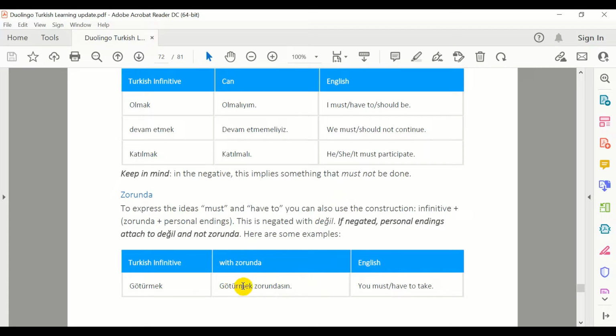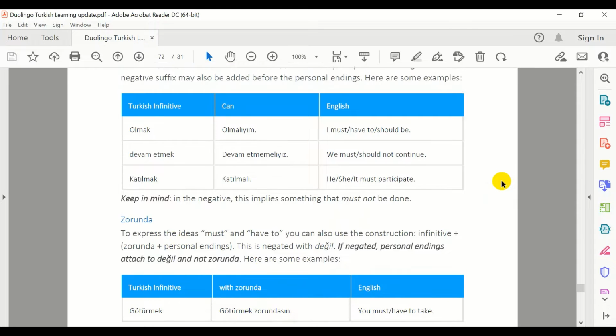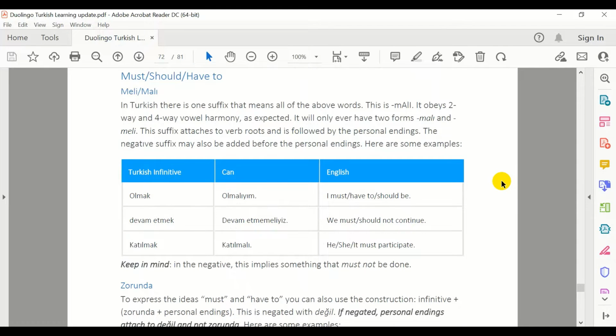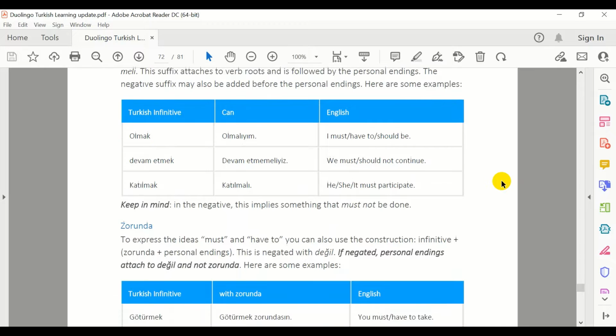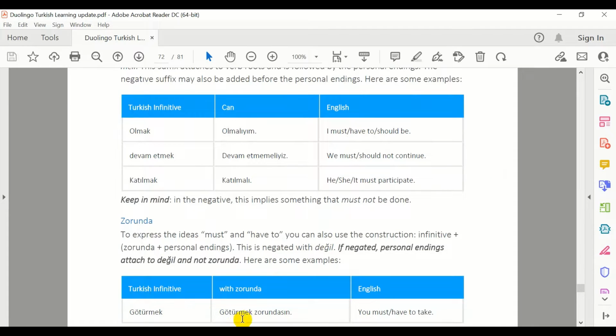You can convey this idea using one of these suffixes as well, the malı or meli suffix. For example, you can say götürmelisin. Götürmelisin. You have to take, or you must take, or götürmek zorundasın. You can choose any structure that you think is easier for you.